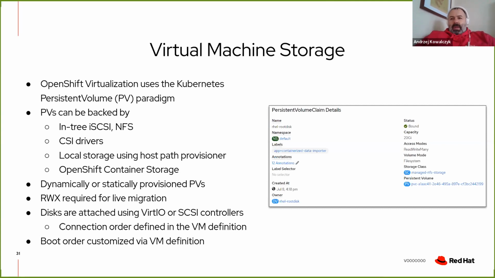If you want to migrate your VM between nodes, you need to have an access mode with RWX. It means that many nodes can read and write data, many worker nodes in the Kubernetes cluster. RWX is provided by OpenShift Container Storage. So this is important.